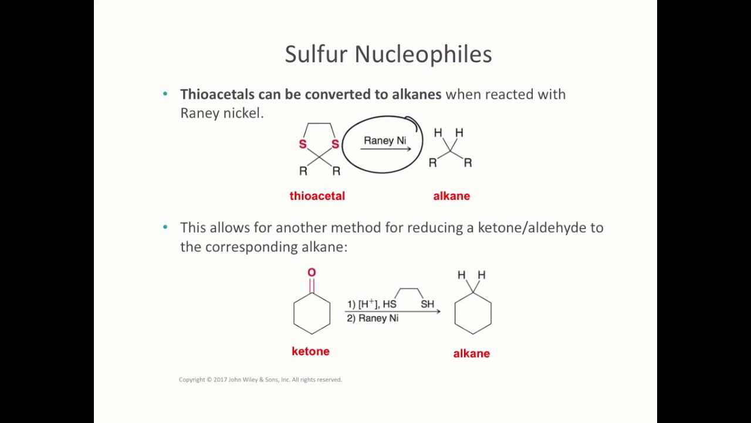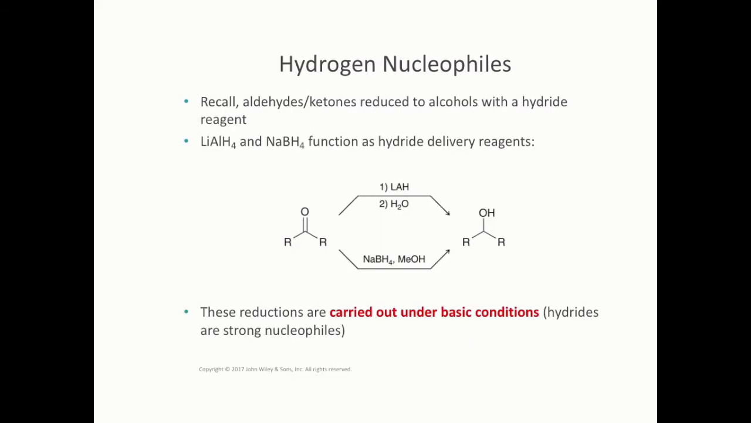The other method we learned was using hydrazine followed by the Wolff-Kishner reduction, but you can alternatively make the thioacetal, following up with the Raney nickel treatment. Hydrides such as lithium aluminum hydride and sodium borohydride will reduce carbonyl-containing compounds, and these will be carried out under basic conditions because hydrides are strong nucleophiles.